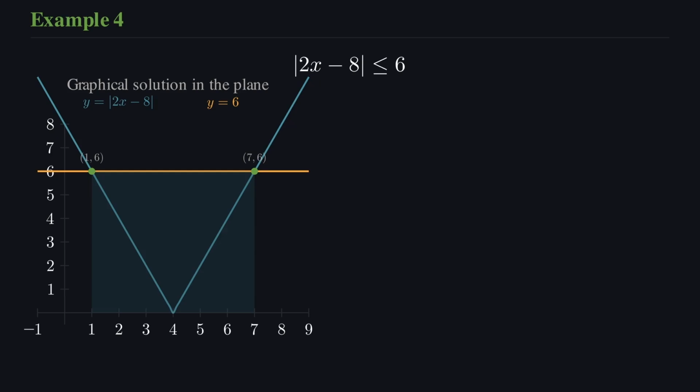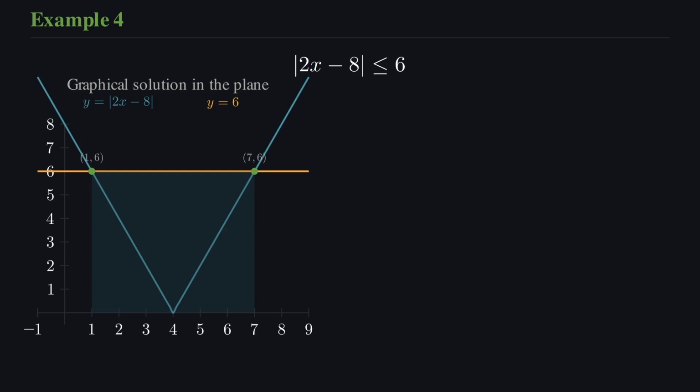Between these x values, the v graph stays on or below the horizontal line. So we shade the strip between the two intersection points under the line y equals 6 and above the x-axis, the region we care about. The corresponding x values are from 1 to 7, including both endpoints.